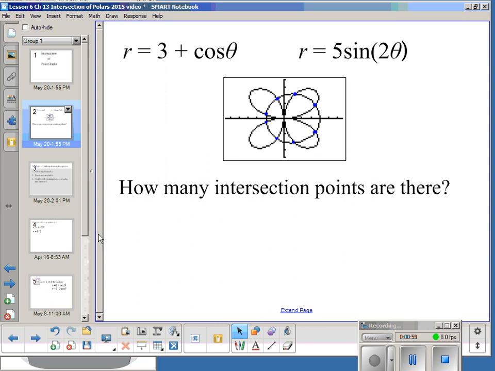However, we will discover that there are not actually 8 intersection points, and it has to do with the fact that in polar, every point can have multiple names, and we need to be at the same r coordinate, at the same place for the same angle, and that is not always true.